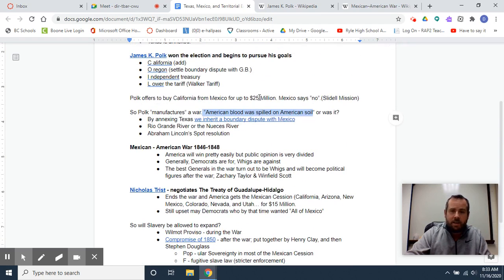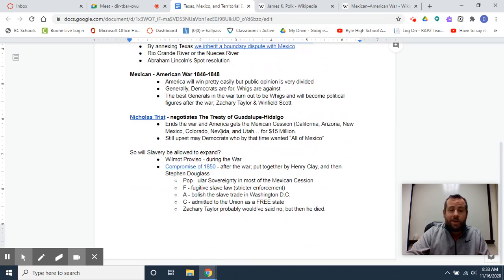Again, go back to the beginning. We offered to buy California for $25 million. After the war, we take so much more than California for a mere $15 million, plus the cost of the war. But still, a very good treaty in terms of aggrandizement for the United States. Morally, obviously, we have issues that we have to work through.